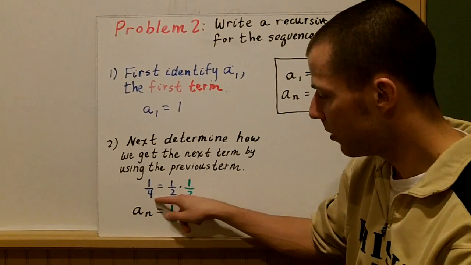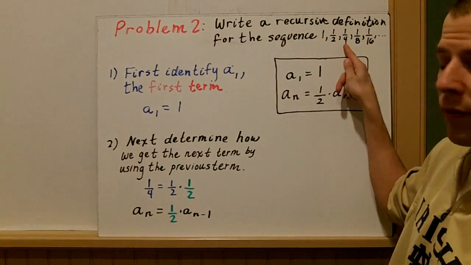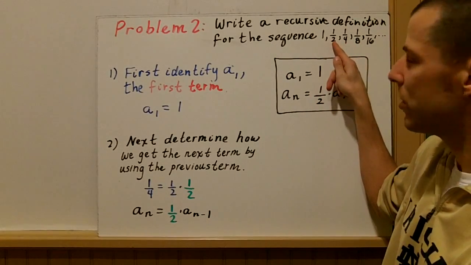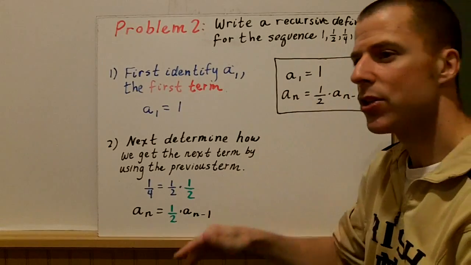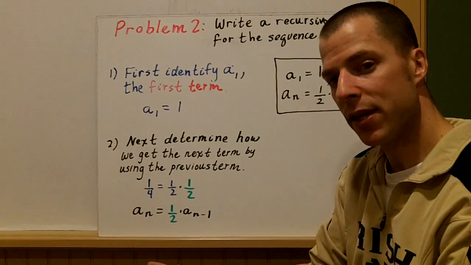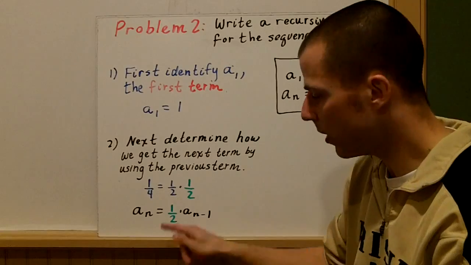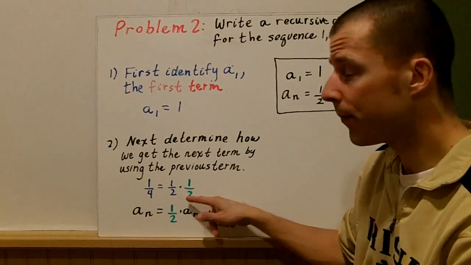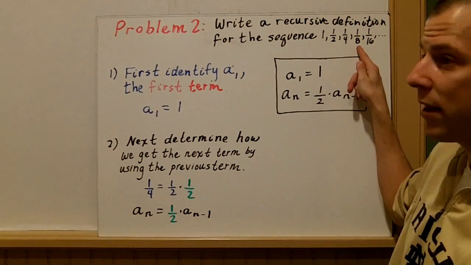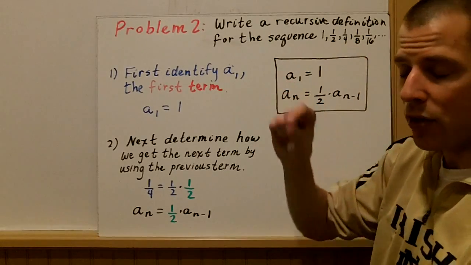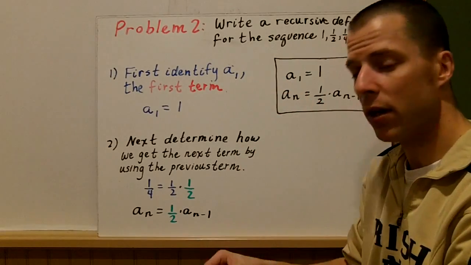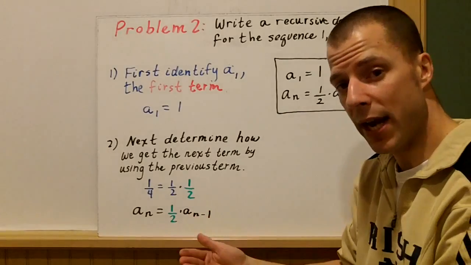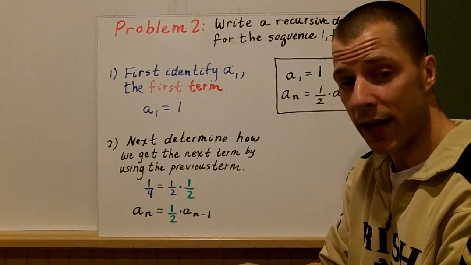So I picked out 1/4. And I look at 1/4, and the previous term to that is 1/2. So how can I use 1/2 to give us 1/4? Okay, well, 1/2 times 1/2 is 1/4. If I looked at 1/8, how could I use 1/4 to get 1/8? Well, 1/4 times 1/2 is 1/8. So I've got something here.